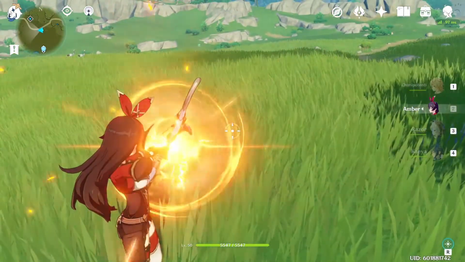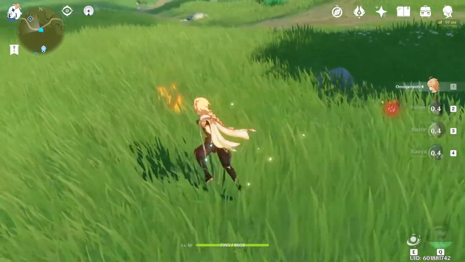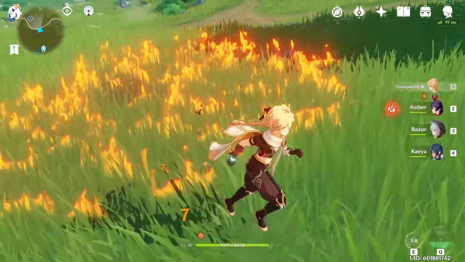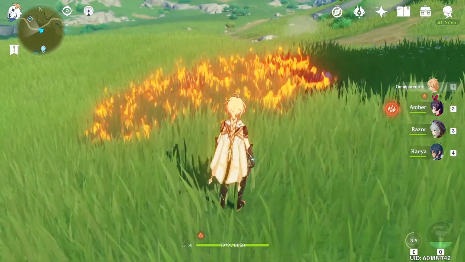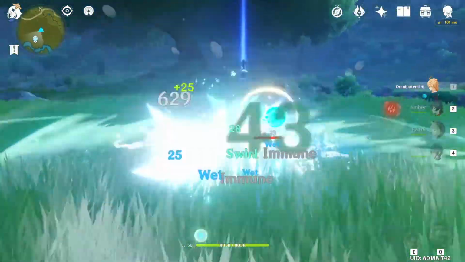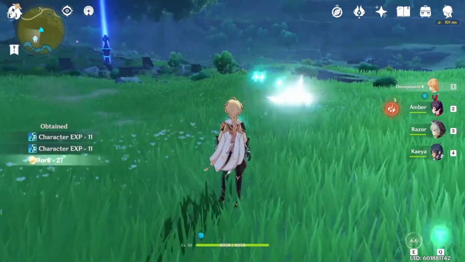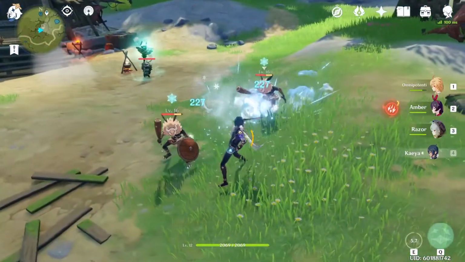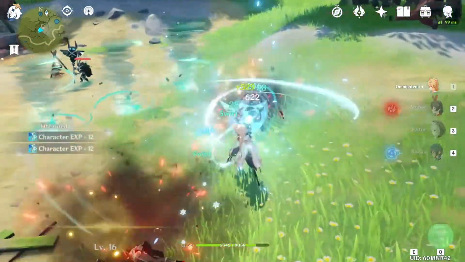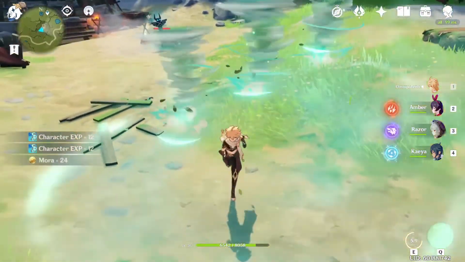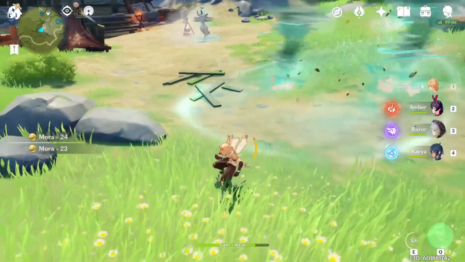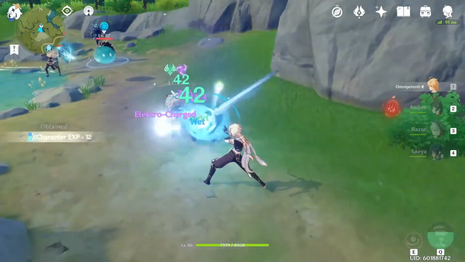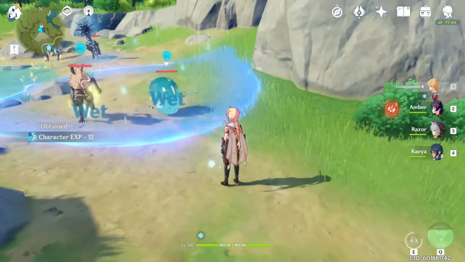So here we see an example of Pyro and Swirl. So we used Amber and her bow to cause Pyro, and then we used the Traveler and his elemental skill to cause Swirl. Here is the same thing. We have Swirl, but instead of Pyro, we use Hydro. And the same thing as well, instead of Hydro, we were using Cryo here. And here is one final swirl, which is the swirl with Electro.